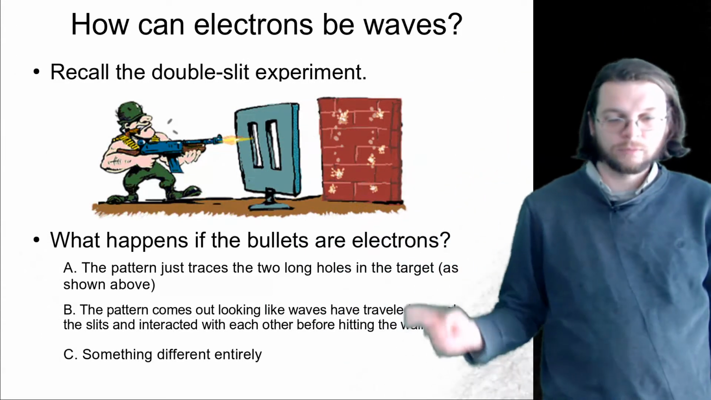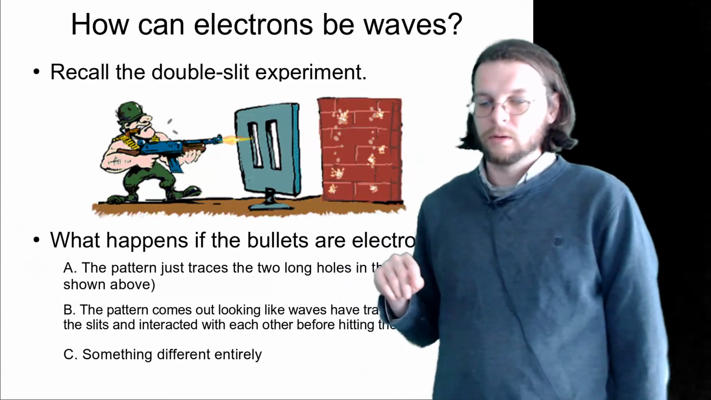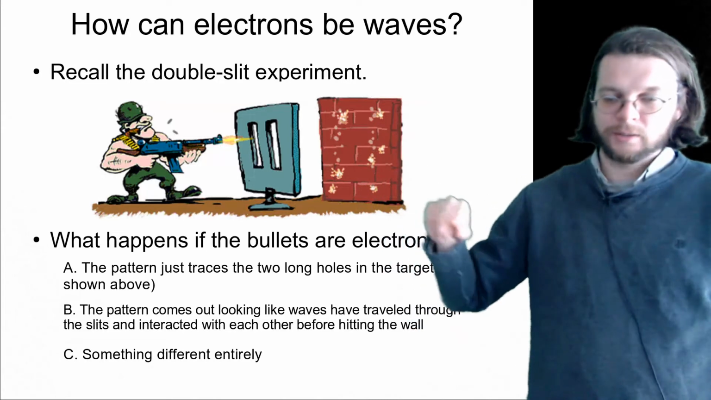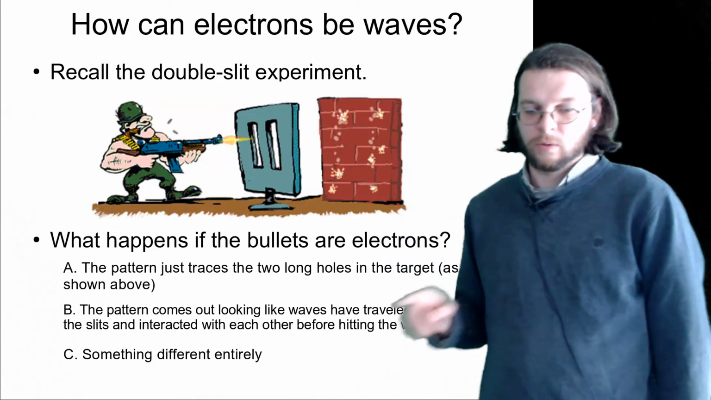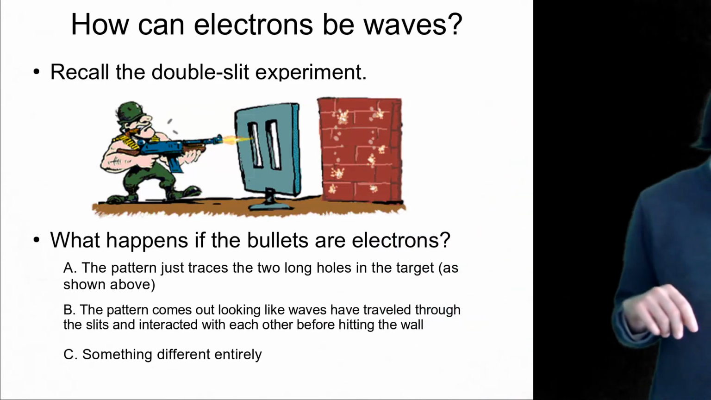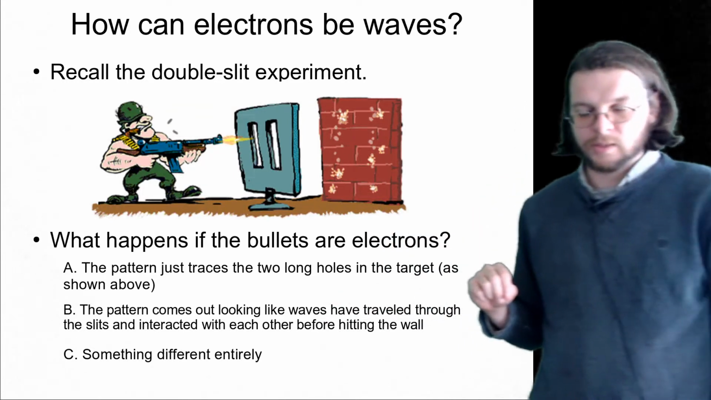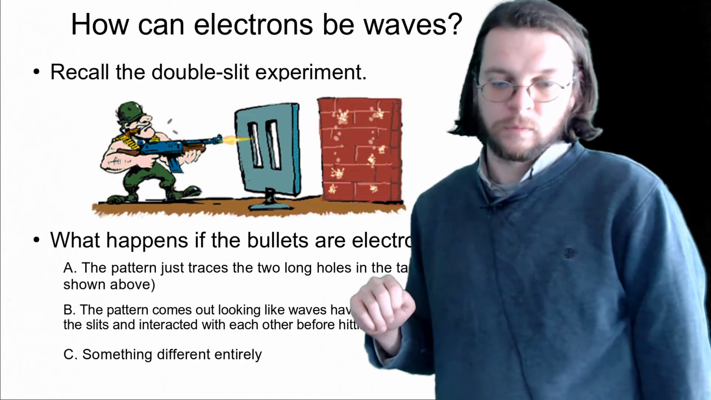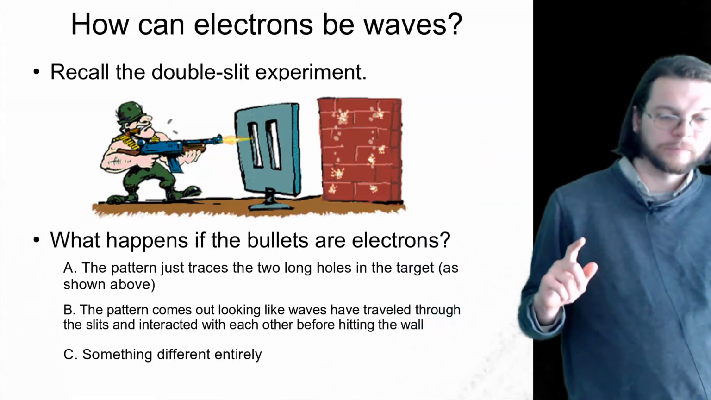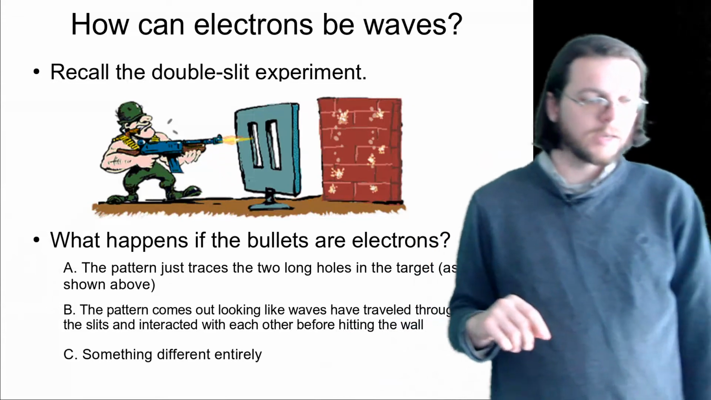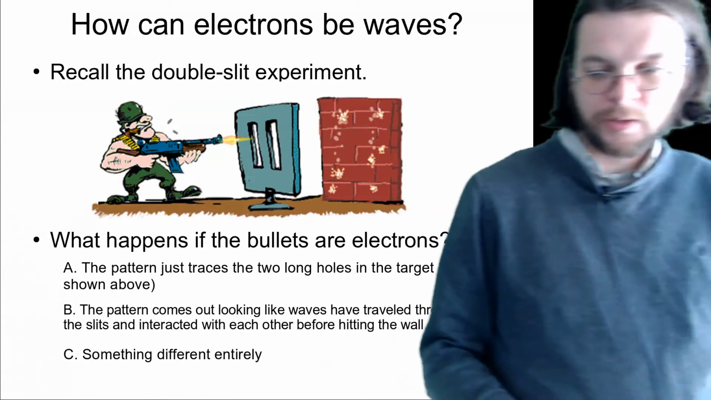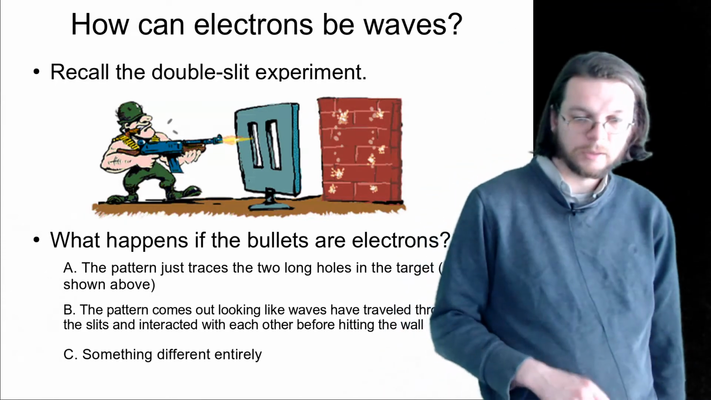And so if we shoot electrons through here, the question is, does it just trace out the outlines of this like bullets? Or does it do some sort of wavy thing like the light did? Or maybe it does something different entirely. The answer is that it does sort of a wavy thing. And it's hard to explain exactly the kind of wavy thing that it does because it's not light.